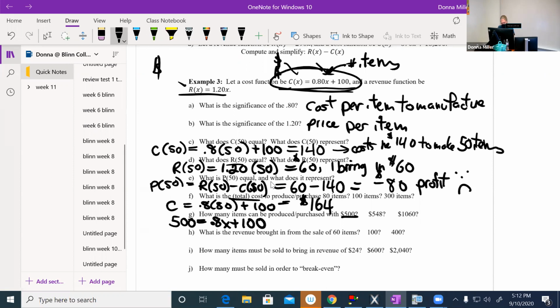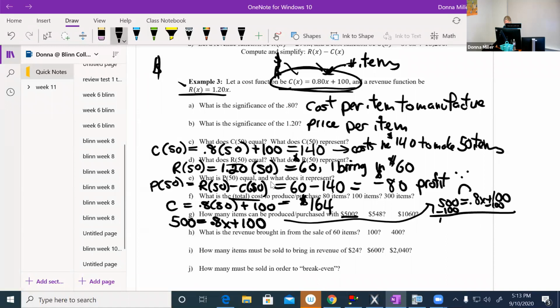So if I subtract 100 from 500, we get 400 is 0.8x. So we're going to calculate what's 400 divided by 0.8. 500. All right, so I've got to make 500 items. I can make 500 items.